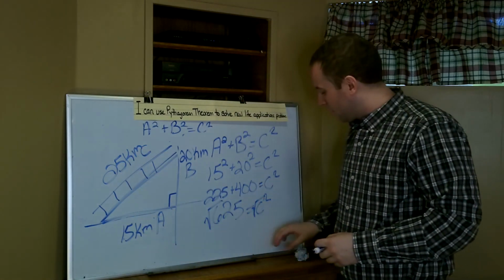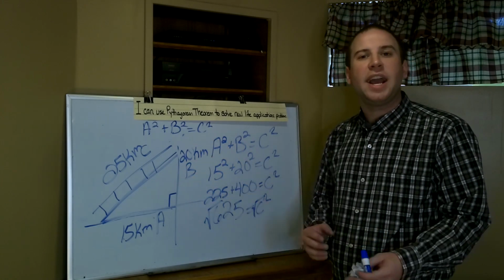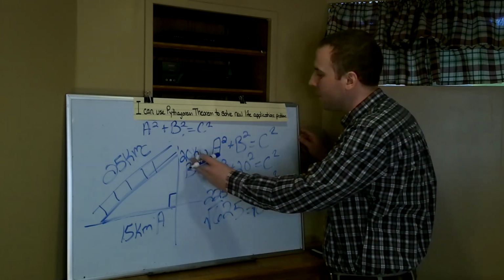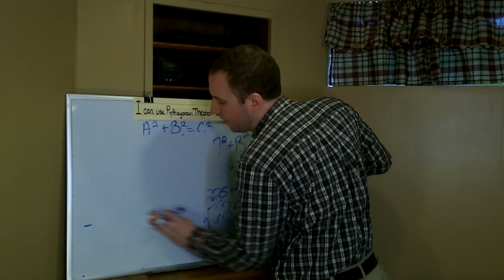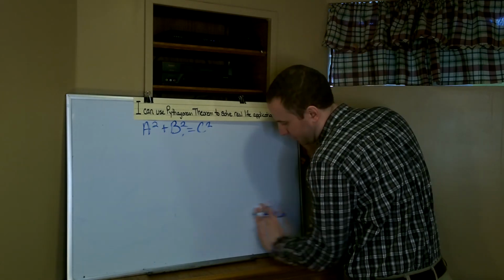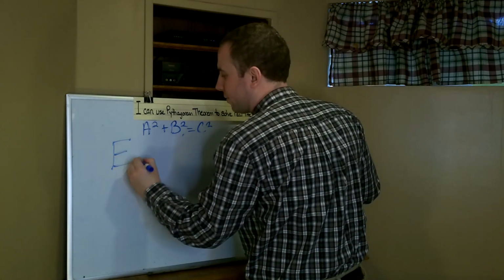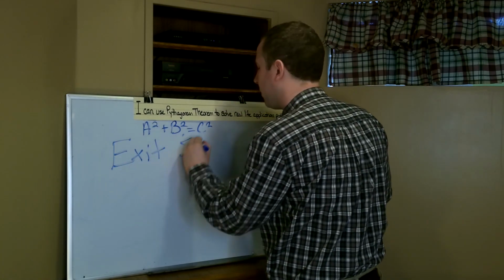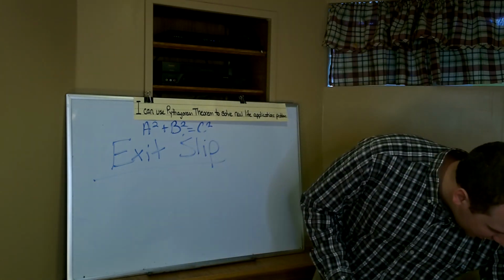Very good. Your homework will be posted on Google Classroom dealing with problems just like this using the Pythagorean Theorem. But let's go ahead and answer our exit slip, shall we? And again, if you have any questions or concerns, please feel free to reach out to me via email. All right. Your exit slip is the following.